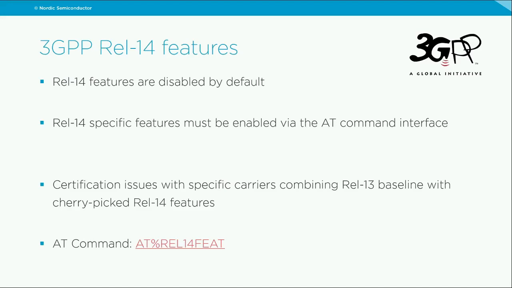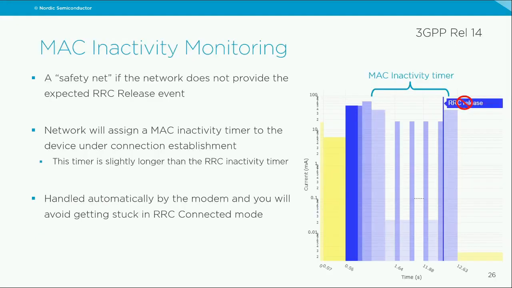The reason we have done this is because some carriers do not like the combination of a release 13 baseline with cherry-picked release 14 features. So if you're going to certify against a carrier with release 14 features, you need to talk to them about whether they can support it like this, or you can talk to Nordic for more information and help with this. But over to the nice new release 14 features that are very useful in different scenarios.